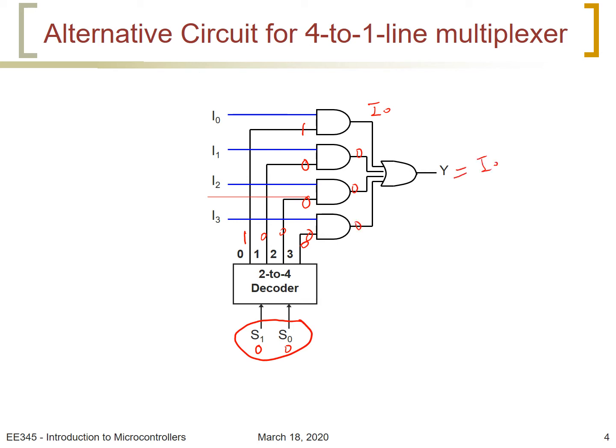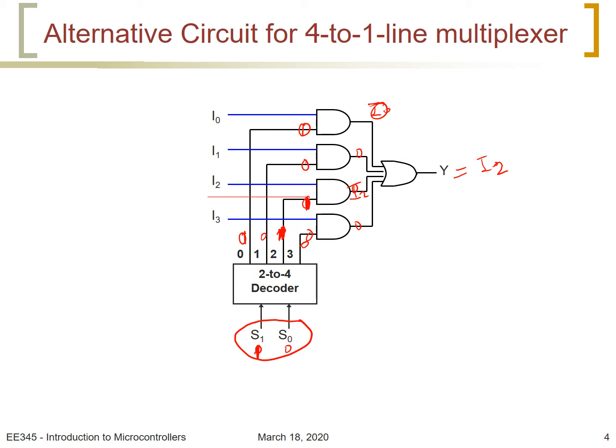I0. If S1, S0 is 1, 0 as an example here, output 2 will be enabled, so output 2 will be 1 here, and all others will be zeros. Therefore, this will be 1 here, and all others will be zeros, and this will be I2, and others will be zeros, and Y will be equal to I2. Therefore, the decoder here actually does the function, it produces all the minterms.